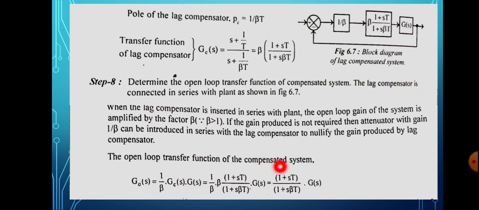The open loop transfer function of the compensated system is given by G0 of s is equal to 1 by beta into Gc of s into G of s. That is equal to 1 by beta into (1 plus sT) by (1 plus s beta T) into G of s. So you will get (1 plus sT) by (1 plus s beta T) into G of s.